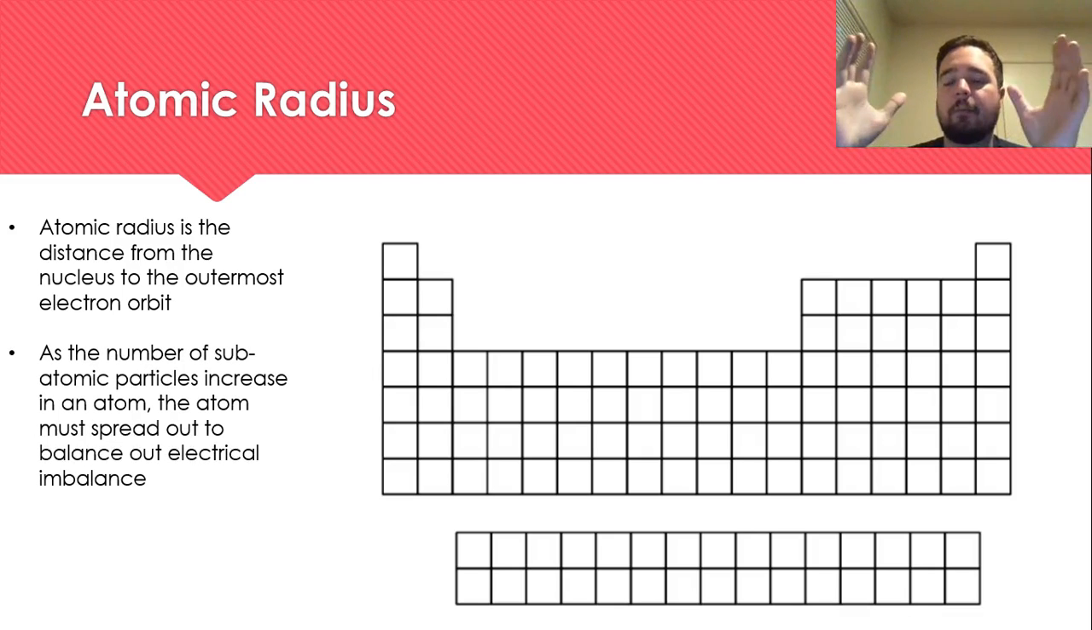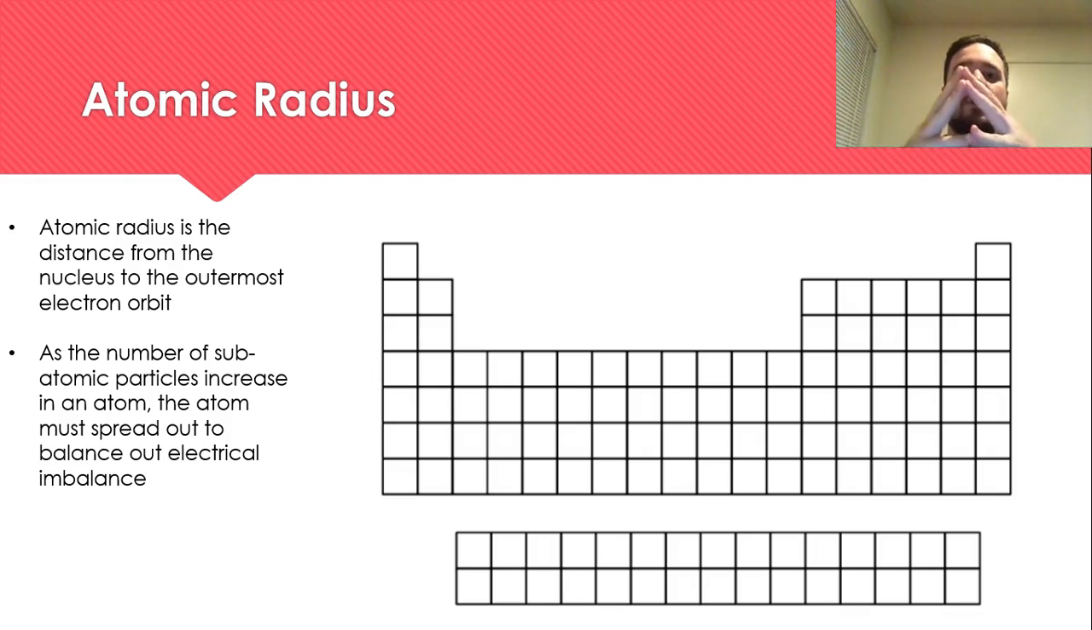As the number of subatomic particles, protons, neutrons, and electrons increase, those subatomic particles have to spread out to get rid of this electrical imbalance, and it's primarily due to the electrons, because too many electrons close to each other causes them to repel each other because of the same charge. So they have to spread out, which causes that atomic radius to increase in itself.